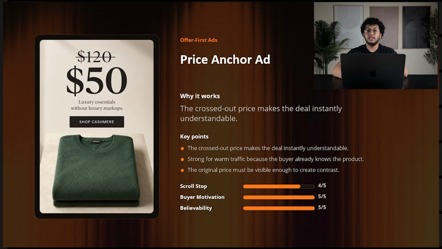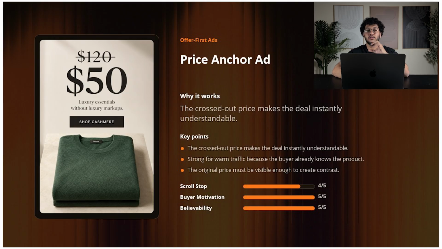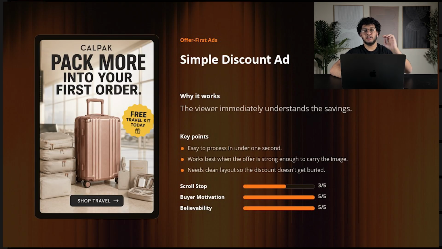The viewer does not need to calculate the value. The ad does it for them. This has strong buyer motivation and high believability because the message is simple. If the product is already interesting, a good price anchor can push people over the edge. S tier.